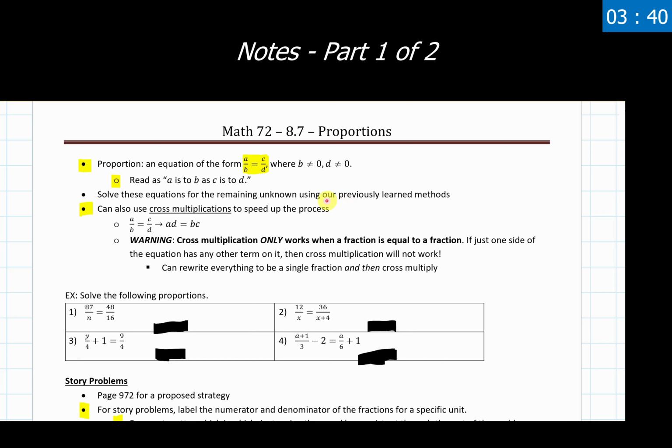That said, if we have a setup where we have a fraction equaling a fraction, we can use this new method and process that's referred to as cross multiplication to speed up the process. What this effectively means is if I have a fraction equals a fraction, like I have right here, I can take the numerator of the first fraction and multiply it with the denominator of the second fraction. This is where we're getting A times D, and that's equal to the denominator of the first fraction multiplying with the numerator of the second fraction, in this case B times C, like we have here.